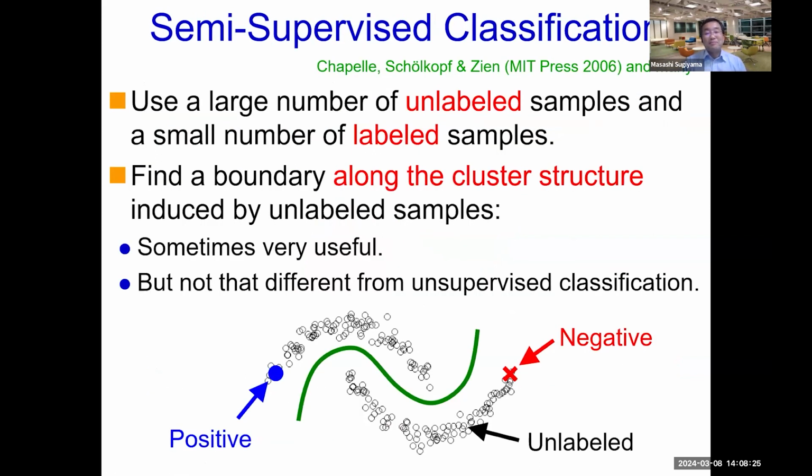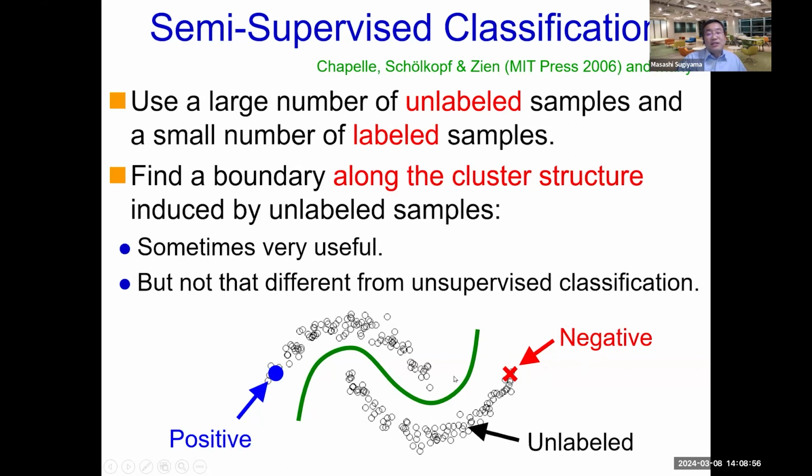Then the popular approach is semi-supervised classification. In semi-supervised classification, we use a large number of unlabeled samples and a small number of labeled samples. If we continue using the same two moon example, in addition to a large number of black points, we have one blue positive point here and one red negative point here.